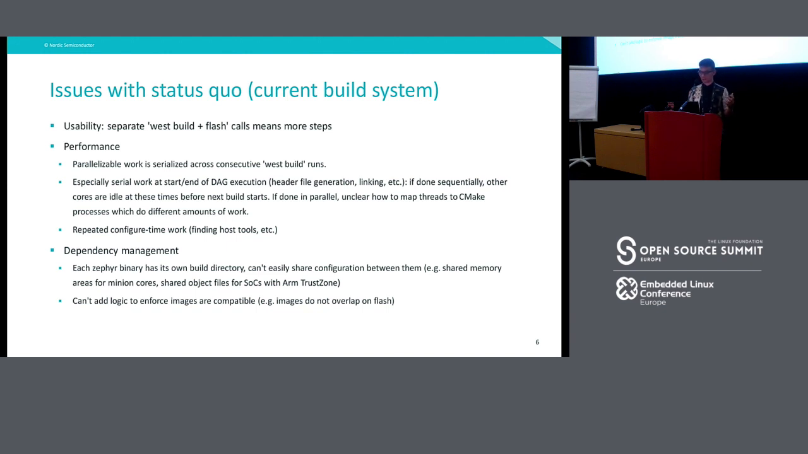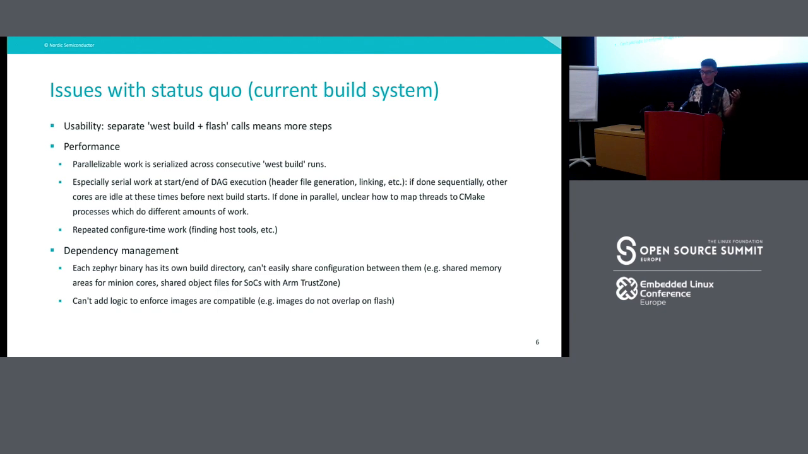So everybody's got their own application build directory, so you can't share memory between, say, a minion core. If you've got a single SoC where you've got a Bluetooth controller on it that's a separate core than the application core, you're probably going to need some shared memory area to swap your buffers around, right? And it would be nice to be able to say in one place, with a single point of truth, where the boundaries of this memory area are.